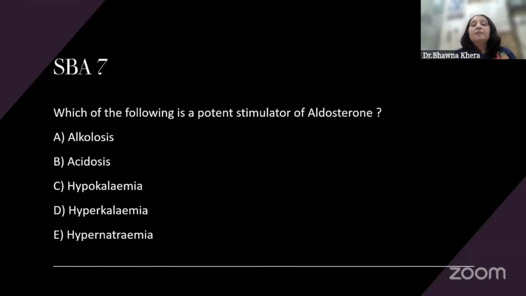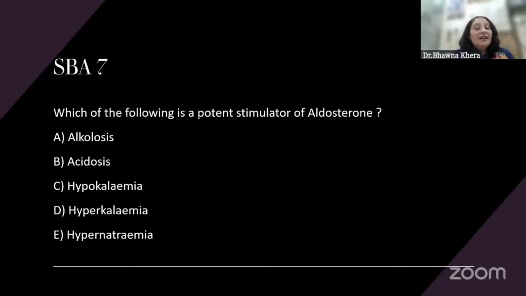Which of the following is the potent stimulator of aldosterone? Aldosterone is an important hormone which is responsible for the sodium, potassium and water metabolism. The levels of the sodium, potassium and the water are very important. Now, what is the most potent stimulation for the aldosterone? We always read it in the form of water and sodium retention. So is it really working only on the water or sodium retention, or is there something else which is the potent stimulator? What do you all say?